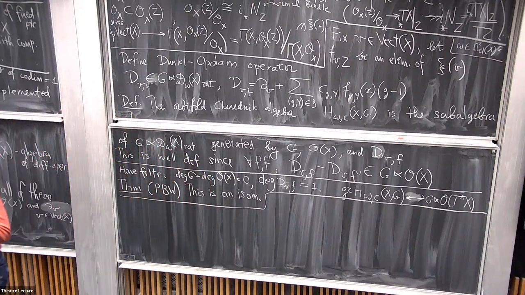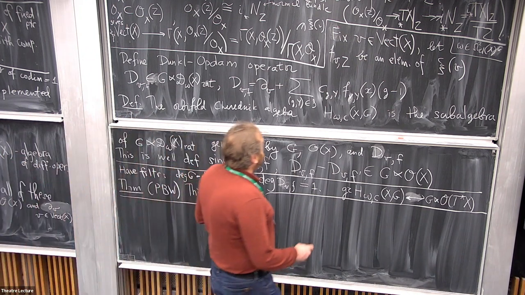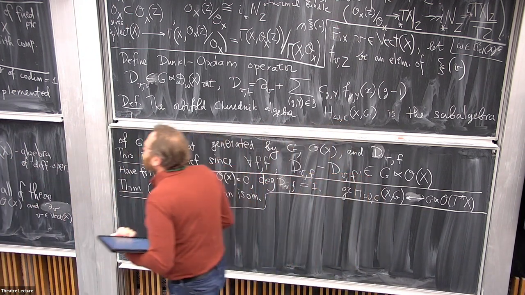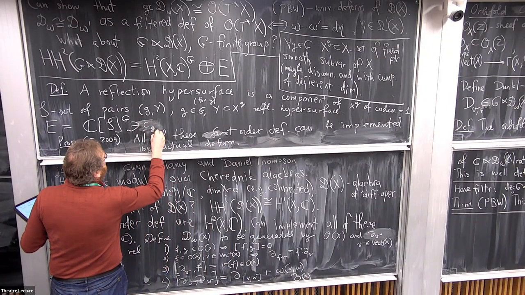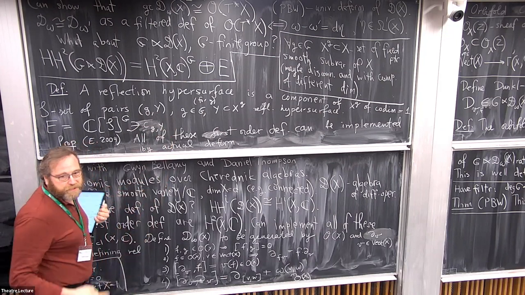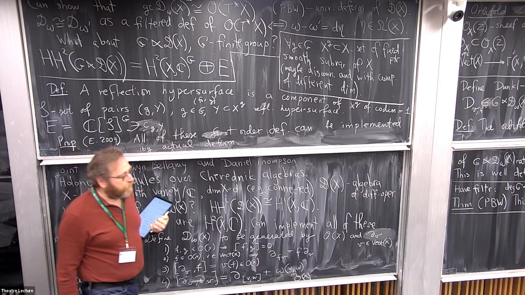Can you repeat once more where these C, G, Y come from, these coefficients? Yeah, this is in E. There is a C, G, Y. So it's a function on these pairs, which is invariant under conjugation.